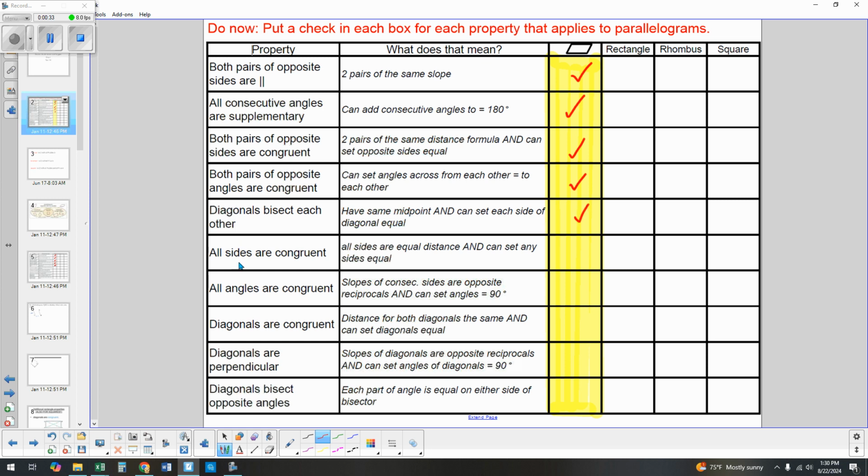But all the sides don't have to be the same, all the angles don't have to be the same, the diagonals don't have to be the same, the diagonals don't have to be perpendicular, and the diagonals don't have to cut any angles in half. So really, it's just these first 5 properties that are always going to be properties of a parallelogram.